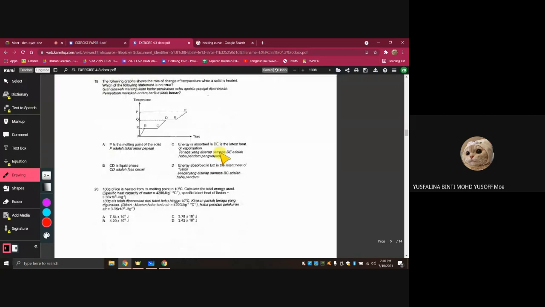For this one, which one is not true? P is the melting point of the solid. Wrong. The melting point is Q. So the answer is A.